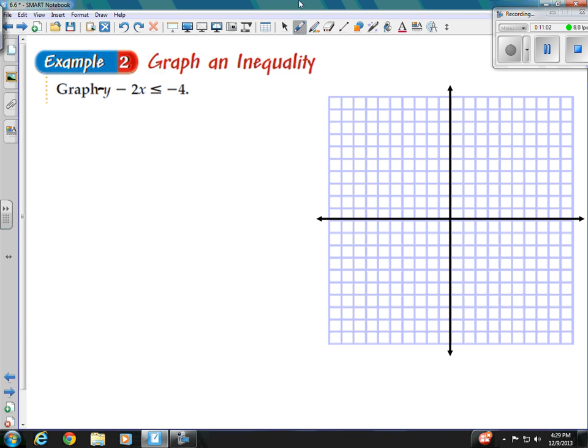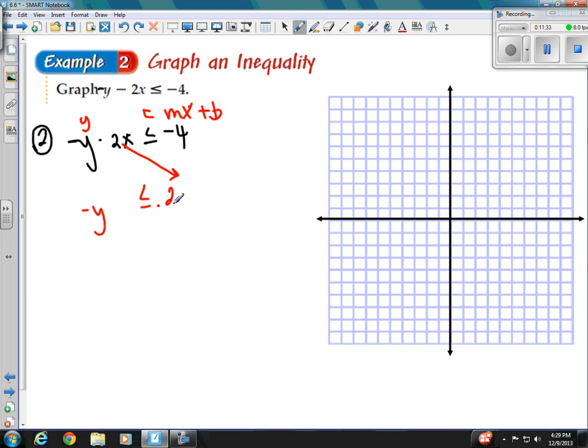So our second example just wants us to graph it, that's all. Just graph negative y minus 2x is less than or equal to negative 4. So first thing, we need to get it in slope-intercept form. y equals mx plus b, except now it's an inequality symbol. My y is already on the left, so I drop down negative y. I drop down my inequality symbol, less than or equal to. And if that's a negative 2x and it comes across, it's now going to be a positive 2x. It's whole number 2. And then I drop down my minus 4.